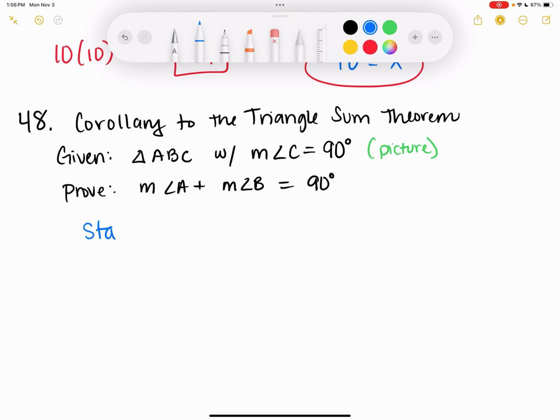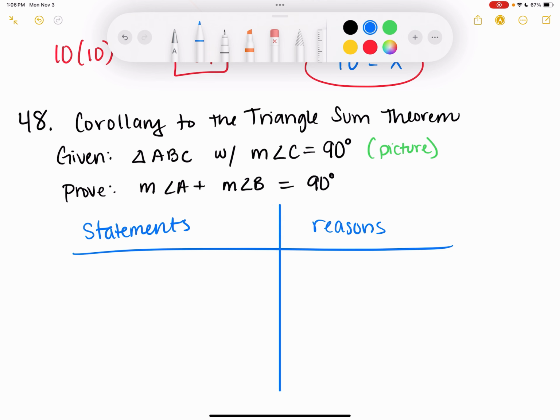So I'm going to set up my proof. All right, so what's always my first thing? Given. Now, this is just telling me it's triangle ABC just so that I know what it's classified as. My given part is really only this part right here. Not that you can't have the other part, but measure of angle C is equal to 90 degrees is my given.